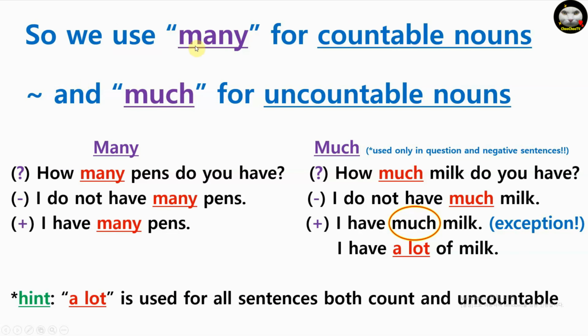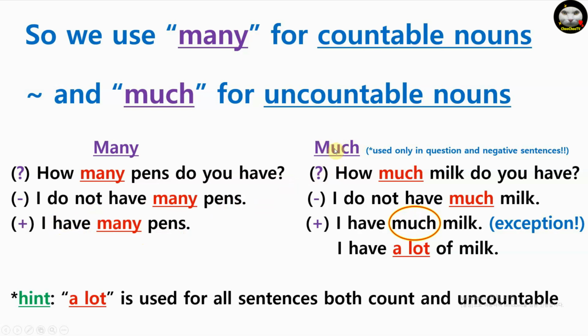So we use many for countable nouns and much for uncountable nouns. Many for countable nouns. Example, in a question sentence, how many pens do you have? In a negative sentence, I do not have many pens. And in a positive sentence, I have many pens.